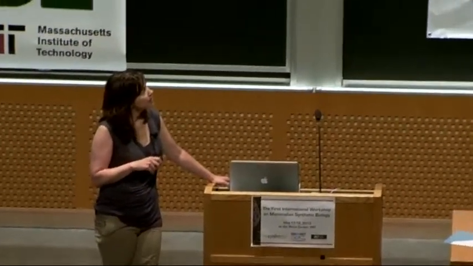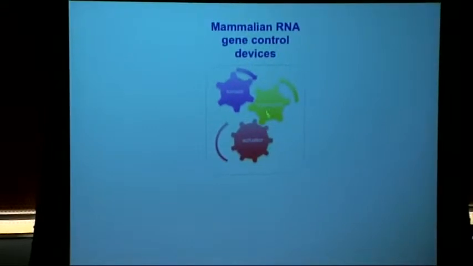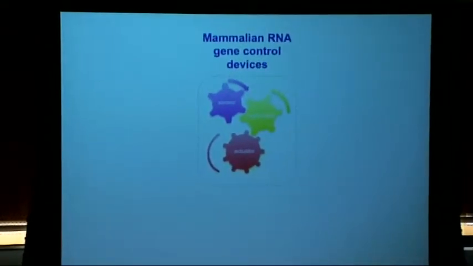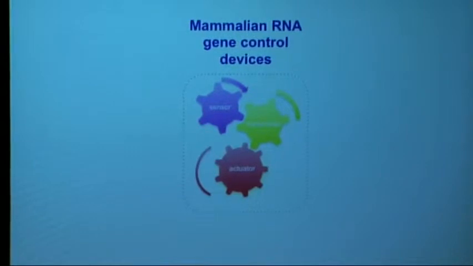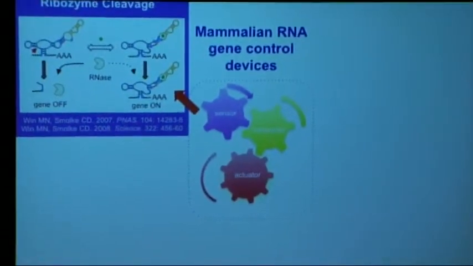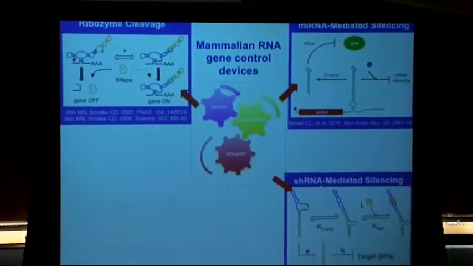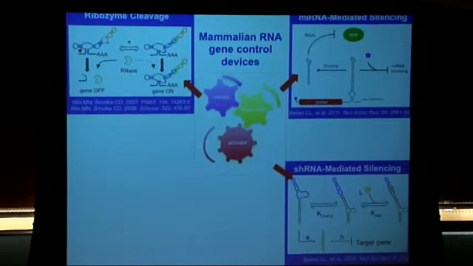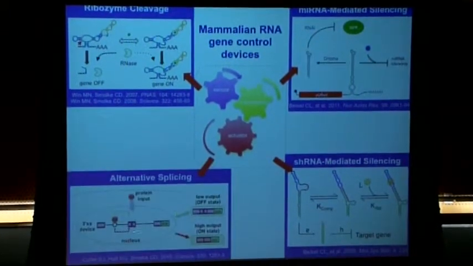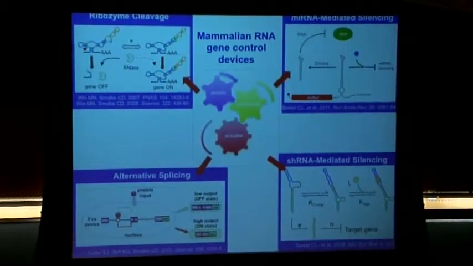So my laboratory has done a lot of work developing these RNA-based gene control devices, where again the basic idea is linking RNA sensing function to RNA actuation function. As an overview, and then we'll dive into a couple of examples, we have developed systems that work through ribozyme-based cleavage. We've also developed RNAi-based systems that work through shRNA-mediated silencing or microRNA-mediated silencing. And even more recently, we've started to work with systems that modulate alternative splicing.